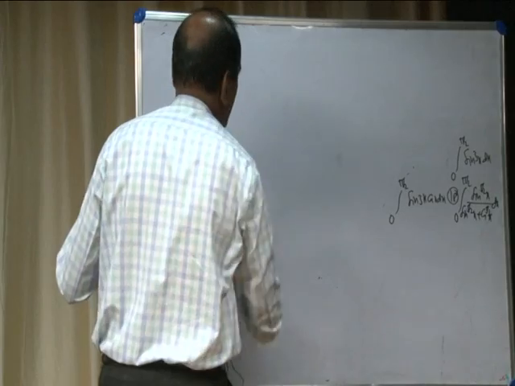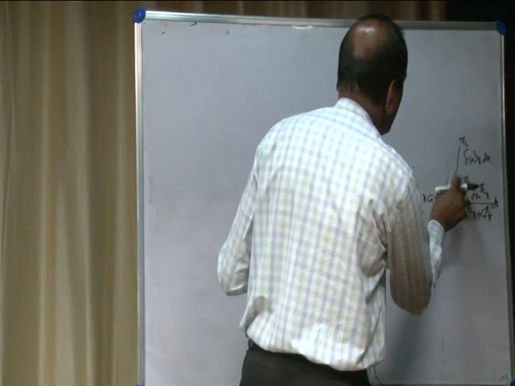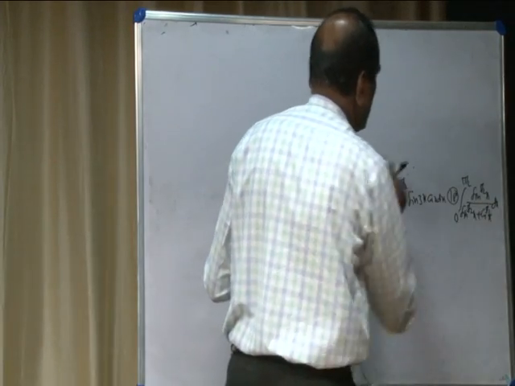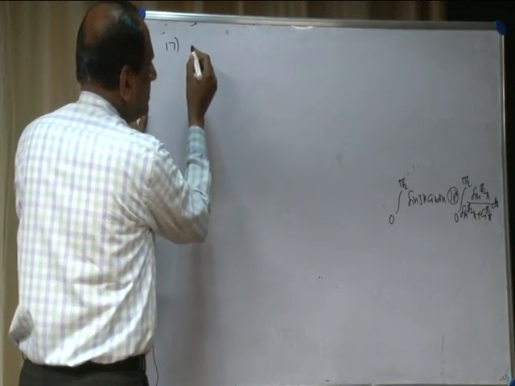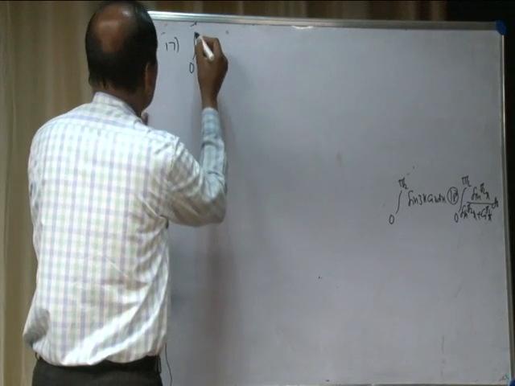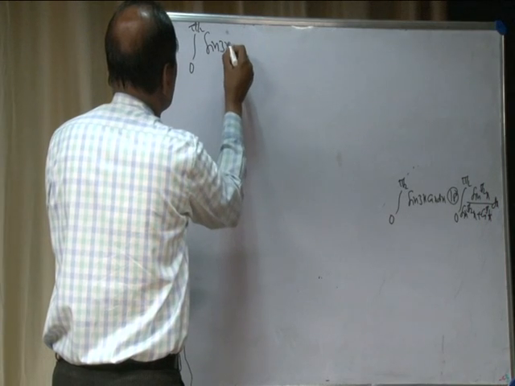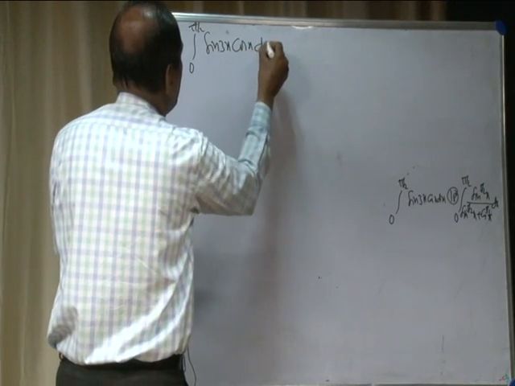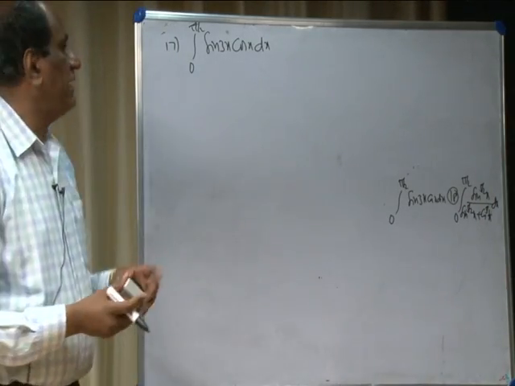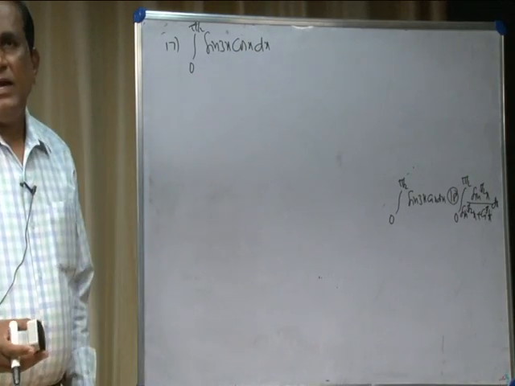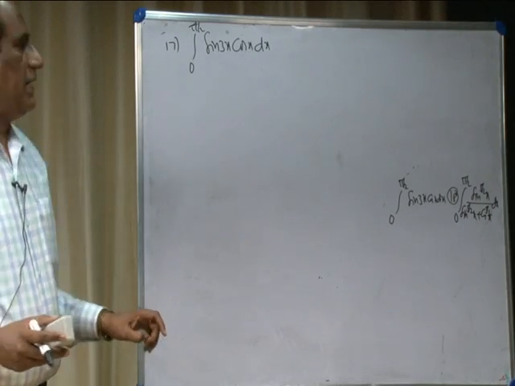So, problem number 17. The integral from 0 to pi by 2 of sin 3x cos x dx. See here, there is a product of two trigonometric functions, one a multiple angle and another cos x, in the integrand.